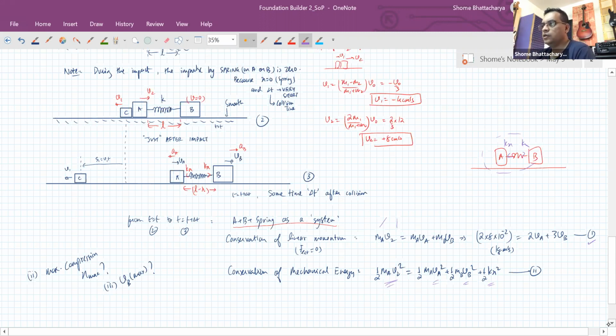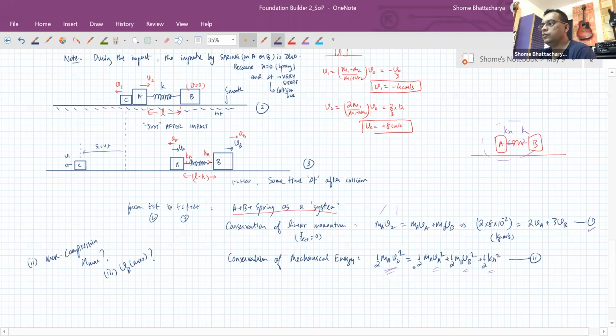Yes, sir. So when we convert this to values, you will see this will become V2, which was (8 × 10^-2)², that should be equal to VA² + 3/2 VB² + K, now K was 50, so this will become 25 × 10^-2 in SI unit × x². So this is our second equation.